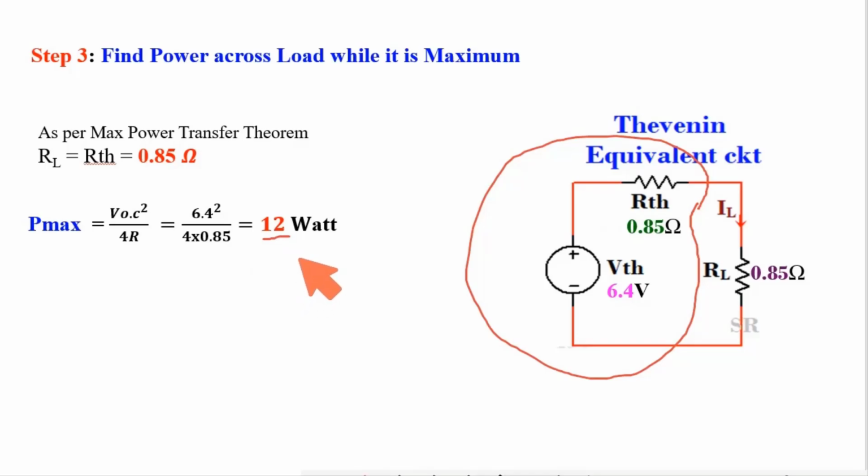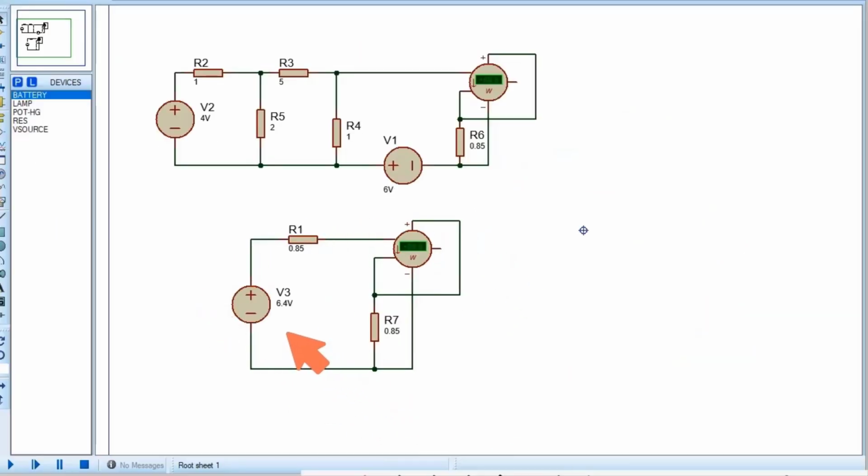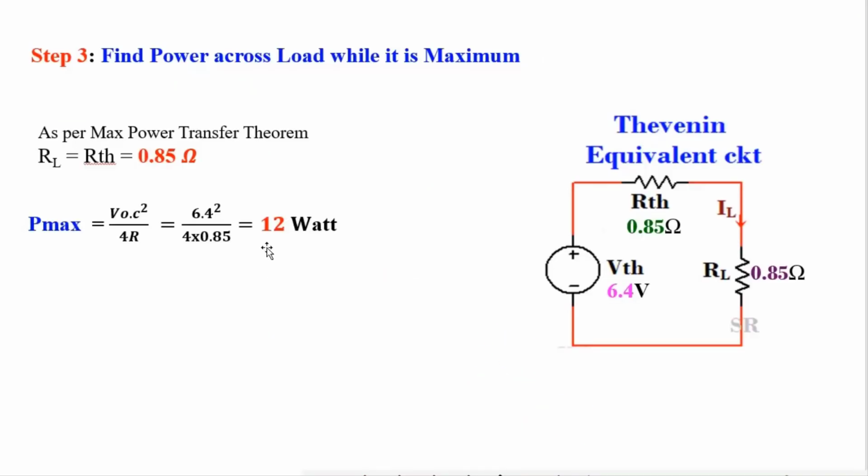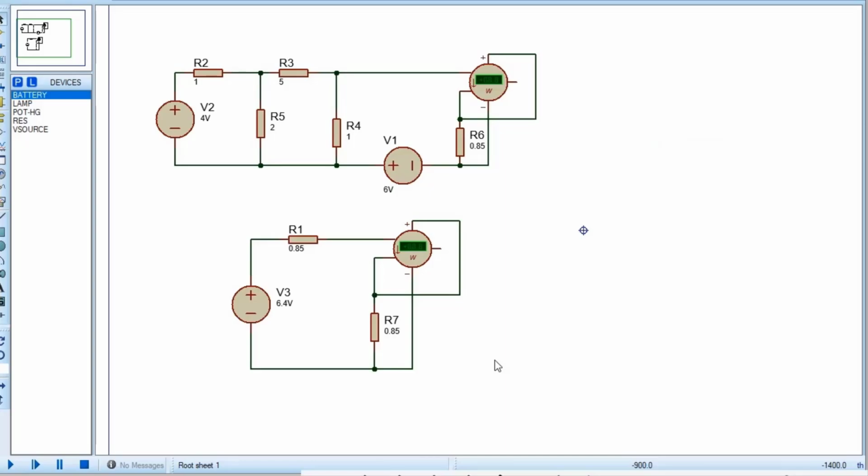Now checking whichever calculation I have done here, whether it is correct or not. See here, this is the equivalent circuit with Thevenin voltage 6.4 volt which I have calculated, Thevenin resistance 0.85 ohm which I got after calculation, and this load resistance I have used with the same value to get maximum power at load. In the main circuit also I have used the same value of resistance as load, 0.85. Now if I get power at load in the main circuit and power at load in the equivalent circuit the same, with the value 12 watt, then it will be confirmed that whichever calculation I have done, all are perfect.